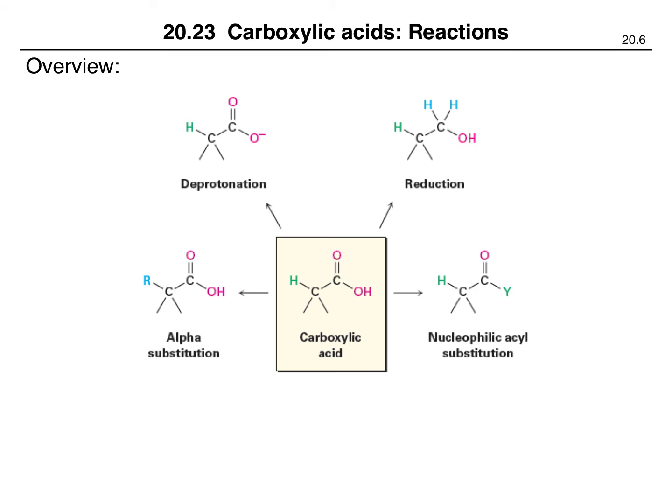We've already seen examples of reduction, so we know that if we have a carboxylic acid, we can reduce it with lithium aluminum hydride followed by water to give a primary alcohol. Sodium borohydride cannot be used on carboxylic acids, and even lithium aluminum hydride is often not used because it can be better to reduce an ester rather than a carboxylic acid, but it can be done.